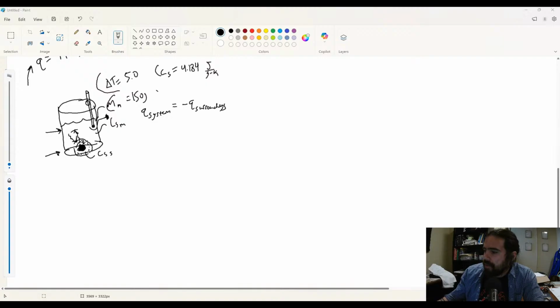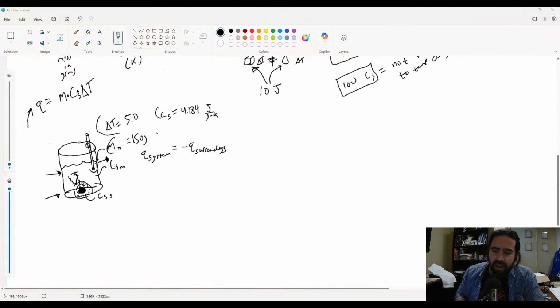Now, the way we would solve this is we would go back to our equation from up here, Q equals MCΔT. We're solving for the change of enthalpy, Q, of the surroundings, because I've given you stuff related to the surroundings. Our mass here is 150. Our specific heat is 4.184. And our change in temperature is 5.